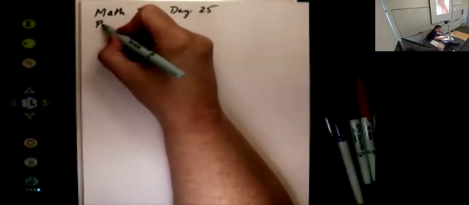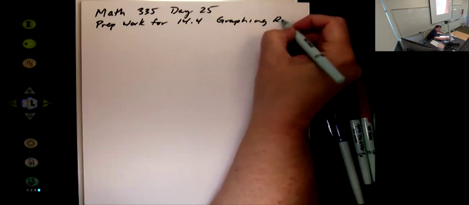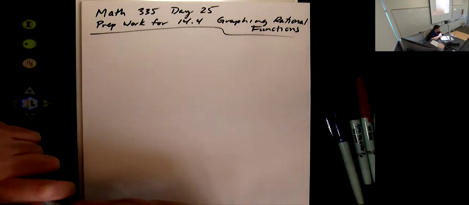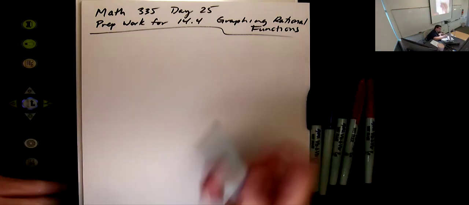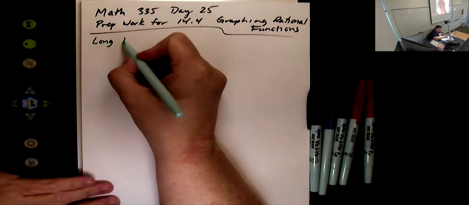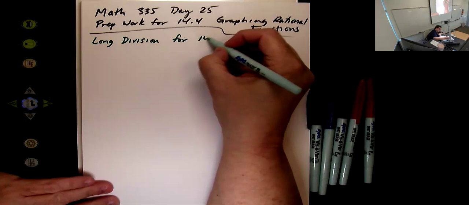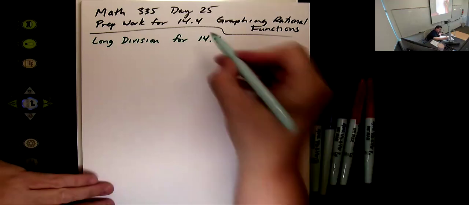Day 25. This is some prep work for 14.4, which is graphing rational functions. And we've done some of this before. We're going to be doing long division for polynomials, because most of the stuff in 14.4 isn't too bad. I'll remind you guys about doing sign charts as well in here. Or rather, long division for polynomials.